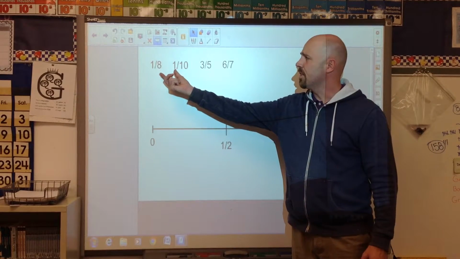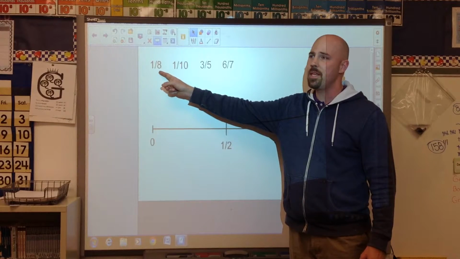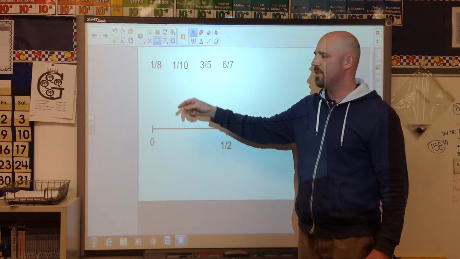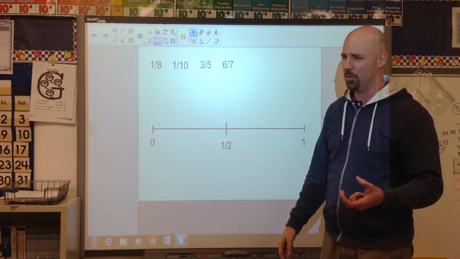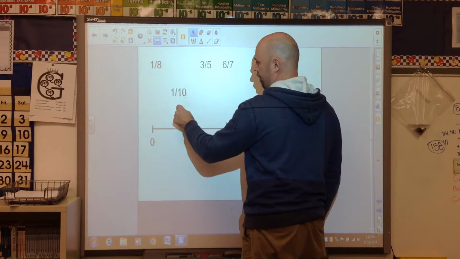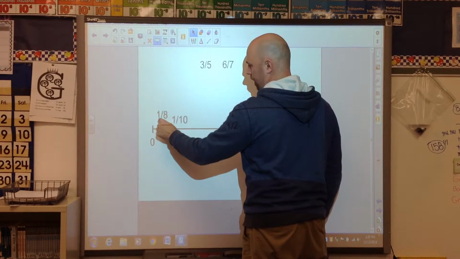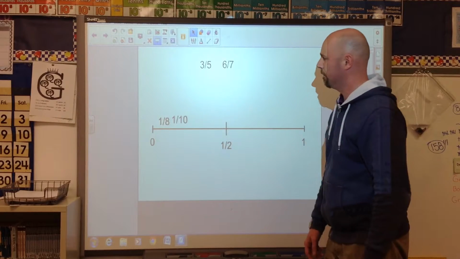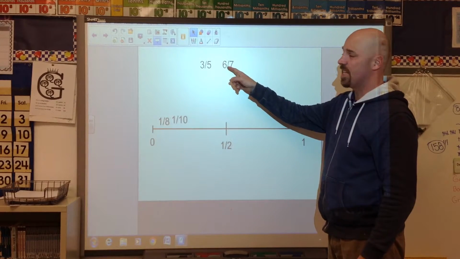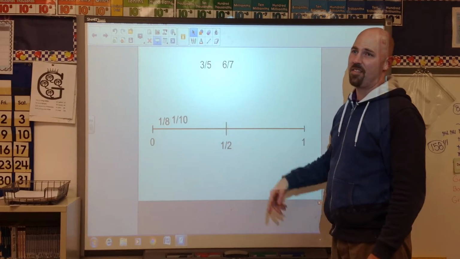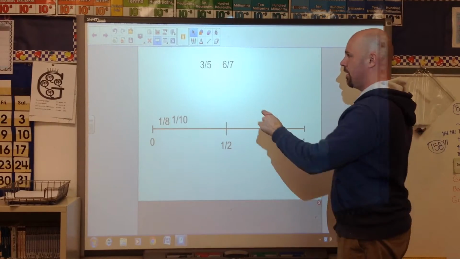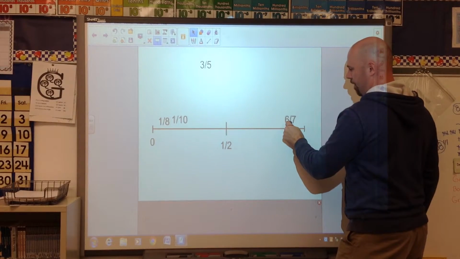Well, I see these two guys. These are teeny tiny. That's 1 out of 8 pieces. This is 1 out of 10 pieces, but I'm not really sure which one's bigger and which one's smaller. So I'm going to put those both down here, and we'll figure that out in a minute. Now 6/7, that's almost full. I have 6 out of the 7 pieces I need to have the whole thing. You're going to be way up here.